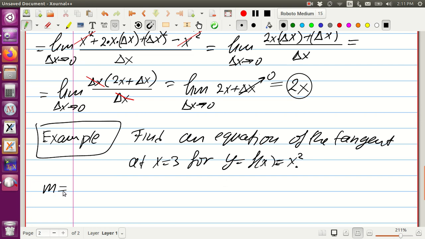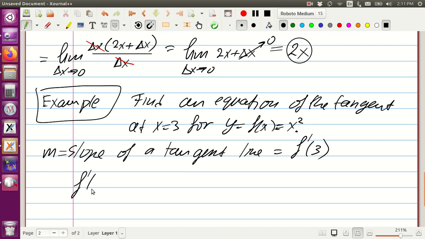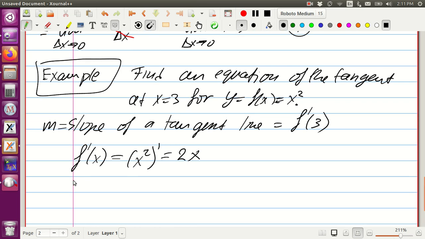We know that m, which is the slope of a tangent line, is equal to f prime at 3. So that means we need to find the derivative of f, and then we're going to plug in 3 into it. So we need to find the derivative of x squared, and we already showed in the previous theorem that this is going to be 2x. So now to find the slope, we're going to take f prime and evaluate it at 3. So it's going to be 2 times 3, which is 6. So we have the slope.